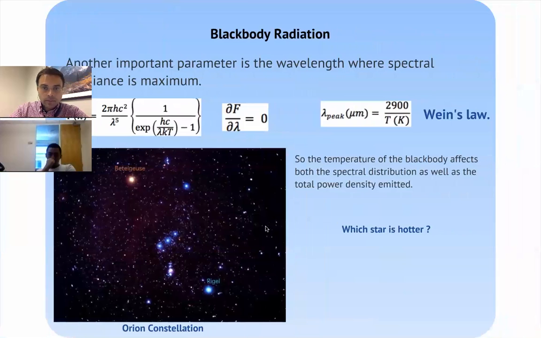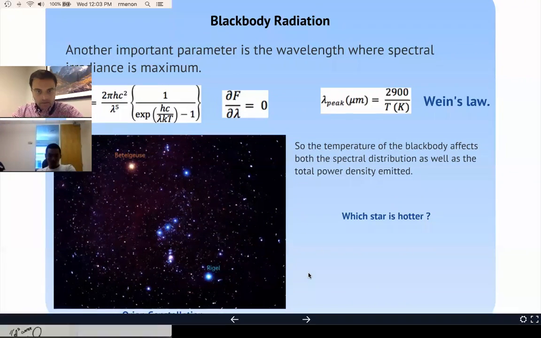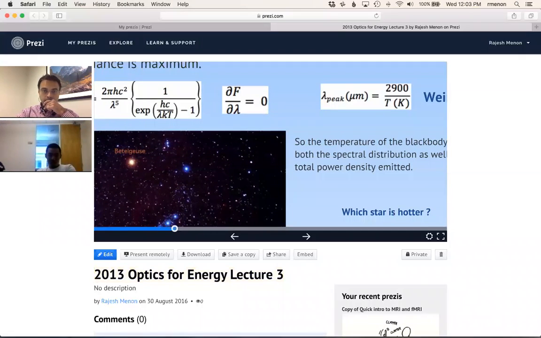So let's do a simple example. This is an example of an astronomical image from the Orion constellation. And if you just look at these two stars here, Rigel and Betelgeuse, which star is hotter? I want you to think about this for a few minutes.